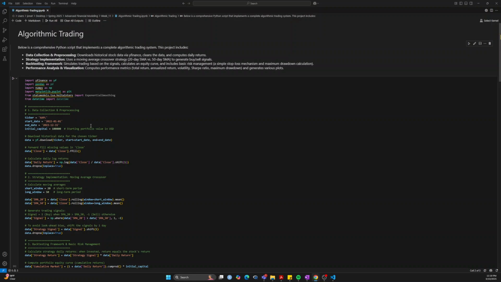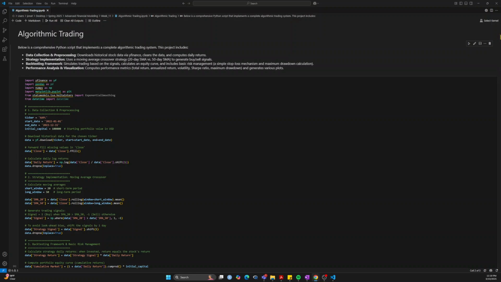I begin by defining the key parameters. I chose Apple as the trading ticker, set the date range from January 1st, 2022 to December 31st, 2023, and initialized our portfolio with $100,000.